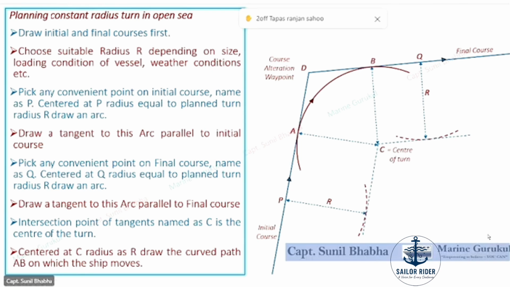Go ahead with your doubt, beta. So this P and Q points here, how will we choose, and will this be equal distance from the delta point? No, beta. P and Q are any reference point, any random point picked up by you. You can pick up any point on the initial course and any point on the final course.